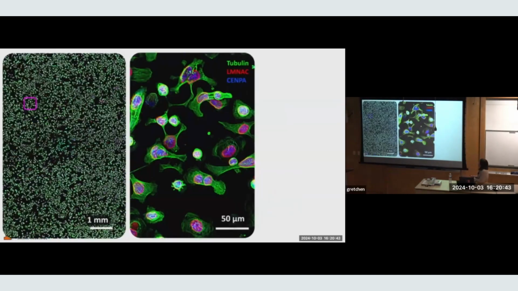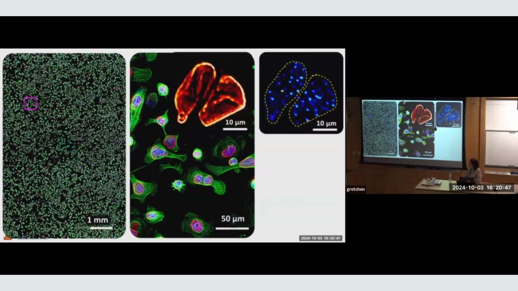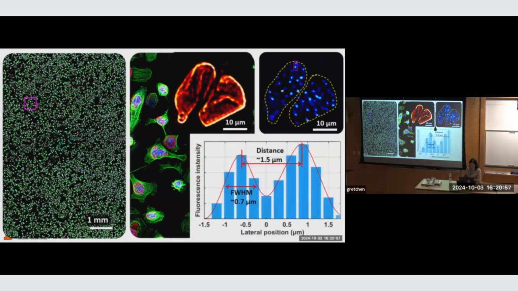And for the fluorescence imaging, we also validated the resolution. So this is the nuclear lamina, the nuclear membrane protein. This is the centromere, the center of the chromosome. So if you look at the resolution here, we validate the width of this spot is roughly 700 nanometer. So that's sort of validated in biological cells.